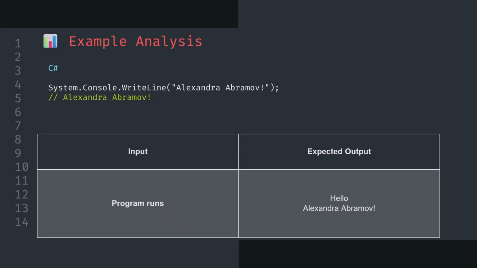When we run the program, the only input is pressing the run or execute button. The console will then output "hello", followed by the name on the new line. Notice how there's no user input required here. The program just runs and displays the text we've coded into it.